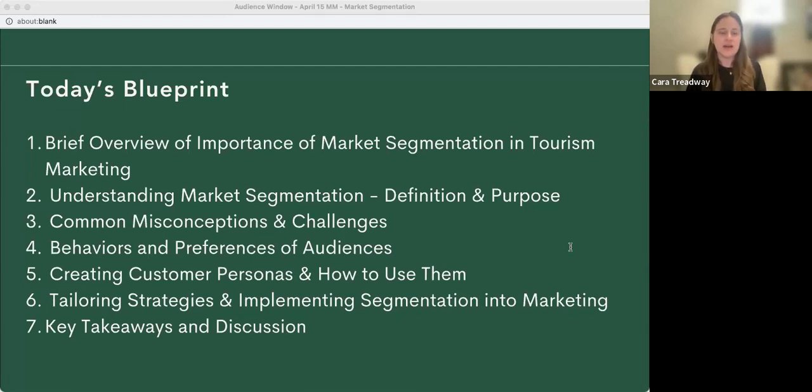We will also talk about some common misconceptions and challenges faced with segmentation, and we will consider the behaviors and the preferences of our audiences. We are going to take a little bit of a dive into creating customer personas, what they are, and how to use them appropriately. Finally, we'll look at tailoring strategies and implementing segmentation into our marketing efforts. We'll wrap things up at the end with a few key takeaways and a discussion and Q&A.